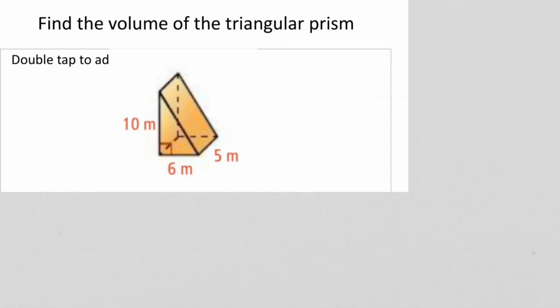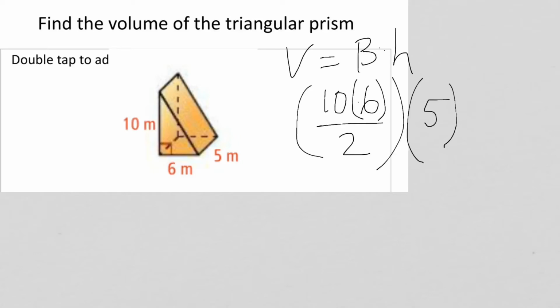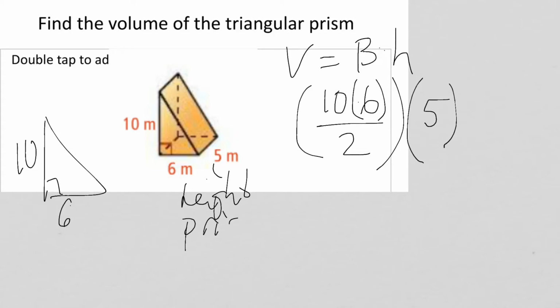Okay, here's another example. Try to sketch this one, please, and pause the video and see if you can find the volume of this triangular prism. So in this picture here, our triangle, we have our 10 as our height of the triangle, 6 as the base of the triangle. So that's easy enough for the B part, 10 times 6 divided in half. This is the height of the whole prism, 5. We multiply that by 5, reduce, and we get it to be 150 meters cubed. Did you get that when you paused the video?